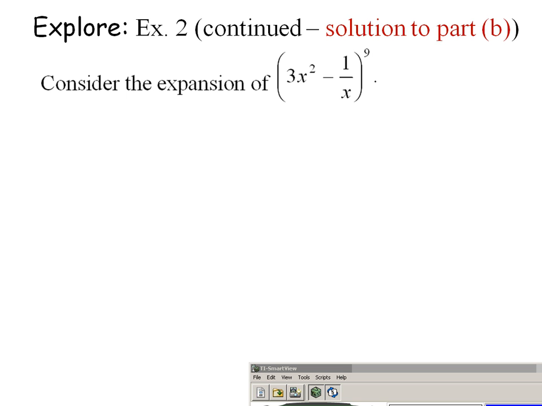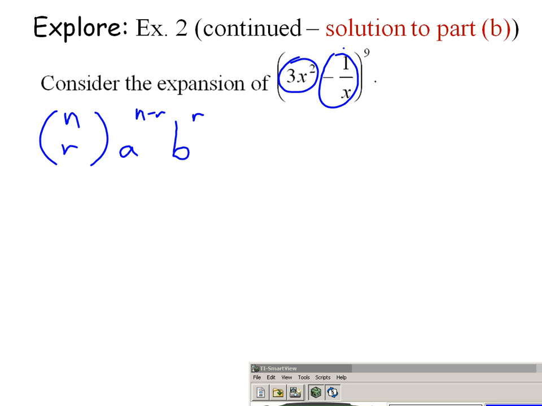Constant term. So constant is the one that has no x's involved. Well, it's weird because they both have an x here, we see. We've got a 3x squared here. We have negative 1 over x. They both have an x, but at a certain point with a certain exponent, those x's will essentially cancel out. And we want to know which term that is. So we're going to use that formula again. We have n choose r. We're taking our a term to the power of n minus r, and our b term to the power of r.